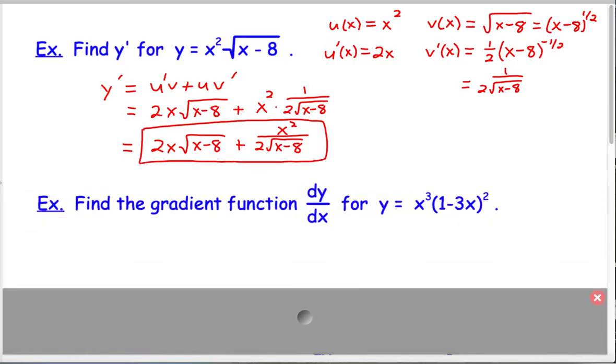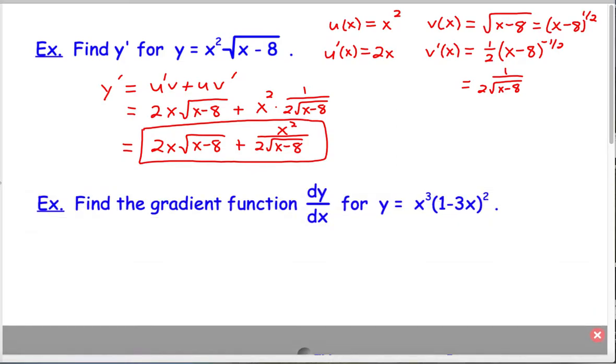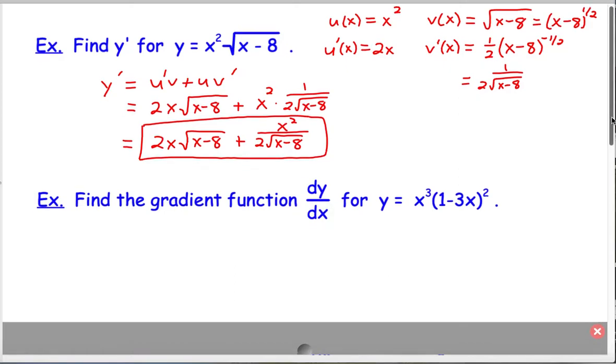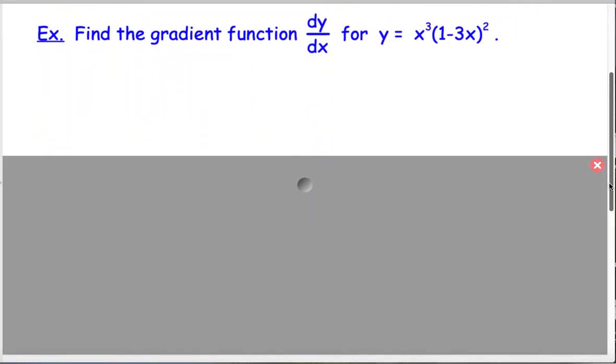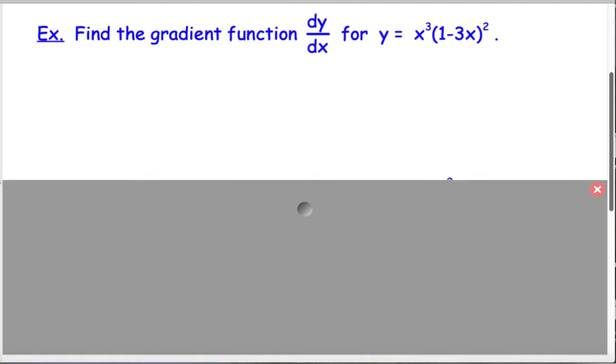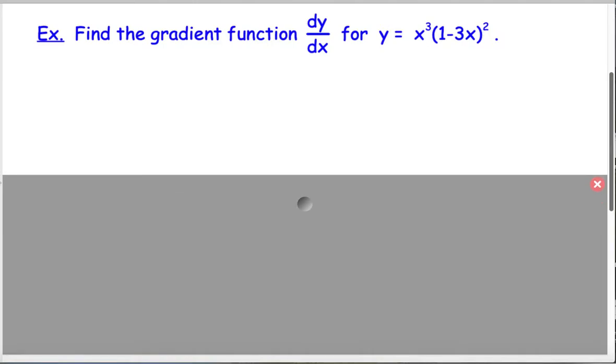All right, let's try another one. And maybe it would be a good idea to pause and go ahead and try and work this one out first, and then see how you did. All right, so once again, dy dx, or y prime, or the derivative of y with respect to x. So my u function is x cubed, and my v function is 1 minus 3x quantity squared.